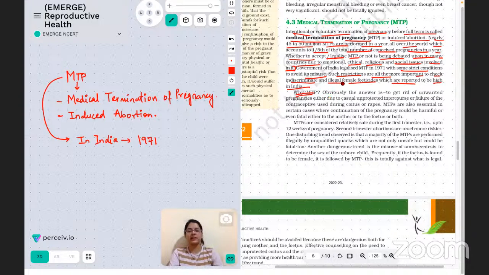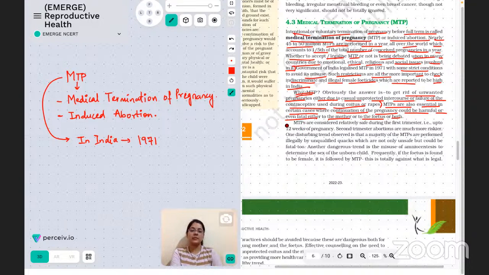So the reason for this, obviously, is to get rid of unwanted pregnancy, either due to casual unprotected intercourse, failure of the contraceptive used during coitus, or rapes. Now, MTPs are also essential in certain cases where continuation of pregnancy could be harmful or even fatal either to the mother or to the fetus or to both. मतलब एक ऐसा कंडीशन जिसमें या तो वो प्रेगनेंसी मदर के हेल्थ के लिए बहुत हार्मफुल हो सकता है या बेबी के हेल्थ के लिए बहुत हार्मफुल हो सकता है या दोनों के हेल्थ के लिए बहुत हार्मफुल हो सकता है. So in that case, this MTP has been legalized by the government.